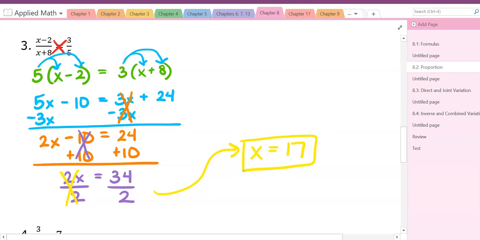Biggest mistake I see that happen on problems like that is students will take 5 times x and they'll forget to do 5 times the 2. Or they'll take 3 times x and forget to do 3 times 8. And so they end up with wrong expressions, which then gives them the wrong answer. So just make sure that you're being careful of that and you're double checking that you're multiplying to everything that needs to be multiplied.